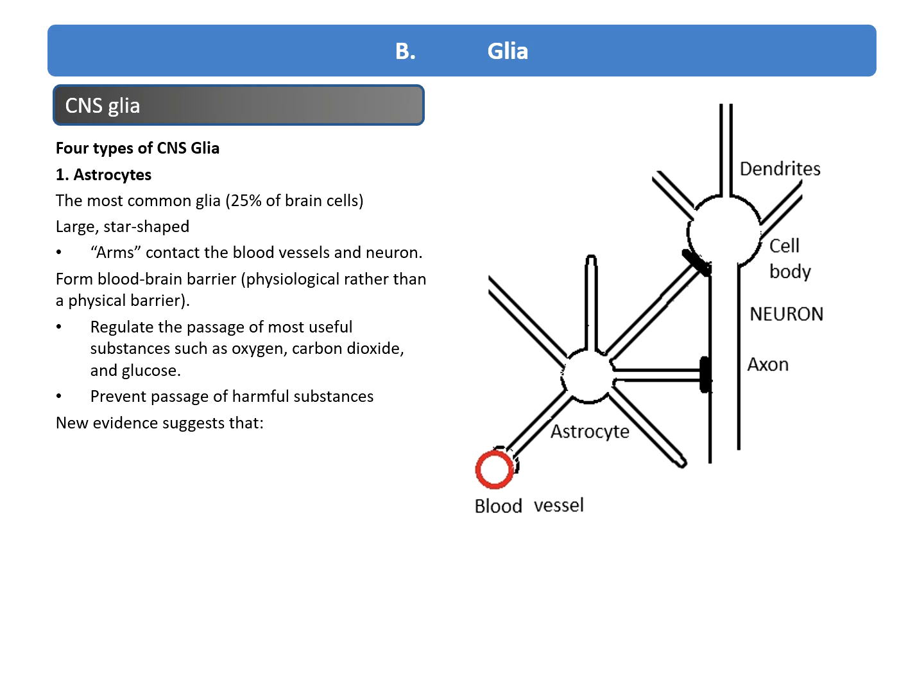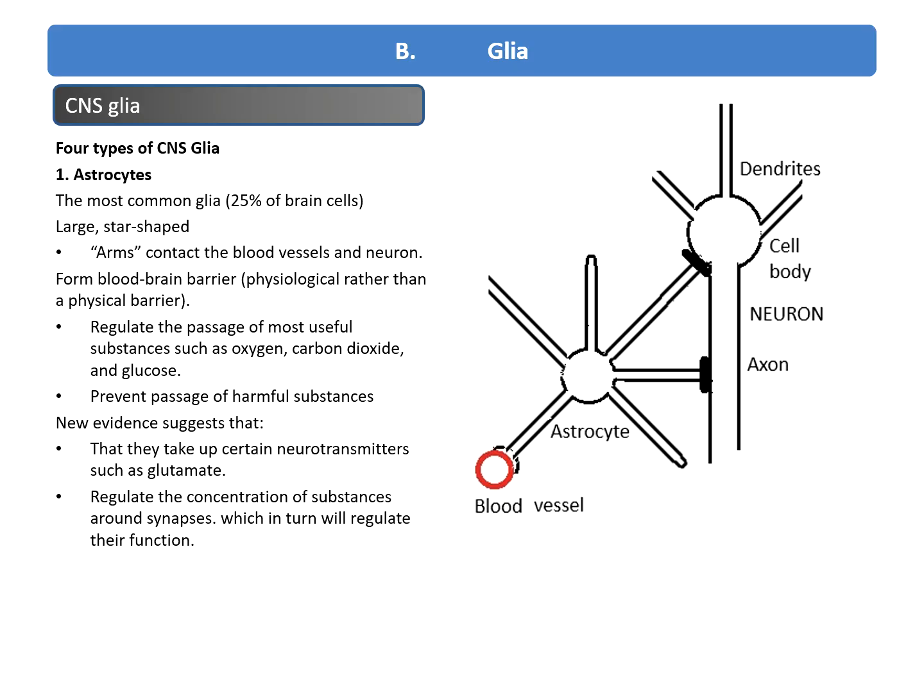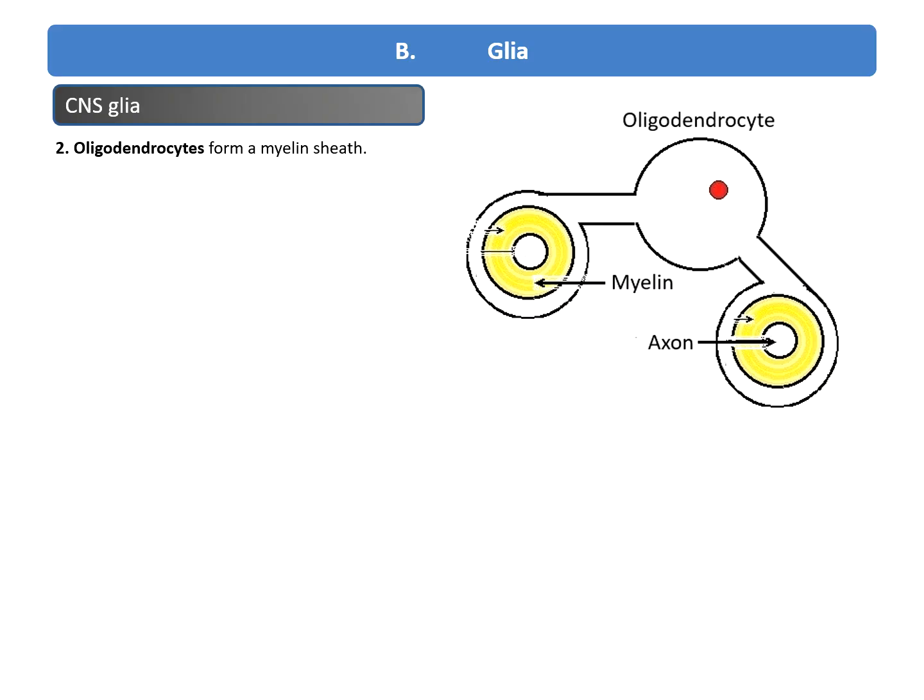New evidence suggests that they may take up certain neurotransmitters, such as glutamate. In so doing, they regulate the concentration of substances around the synapse, which will in turn help regulate their function. Oligodendrocytes are another form of central nervous system glia. They form a myelin sheath in the central nervous system. Arms reach out and wrap around the axons, and they form the sheath.